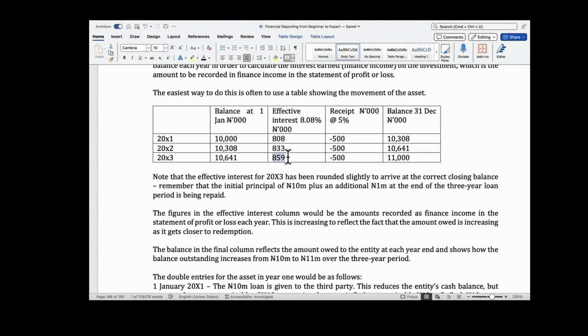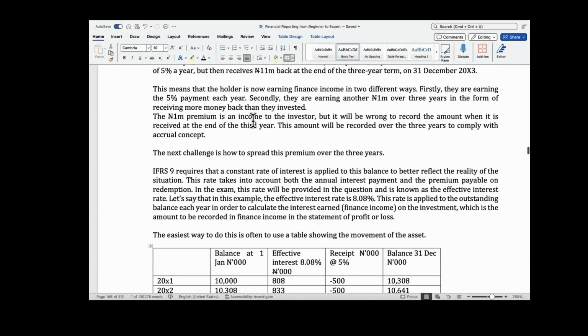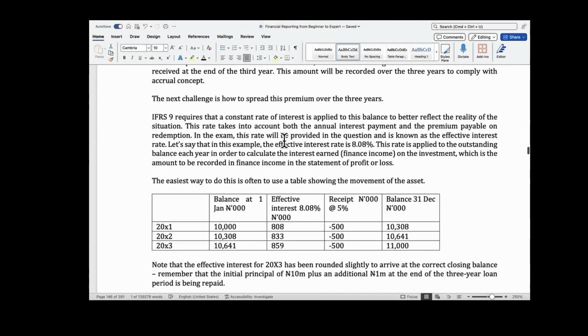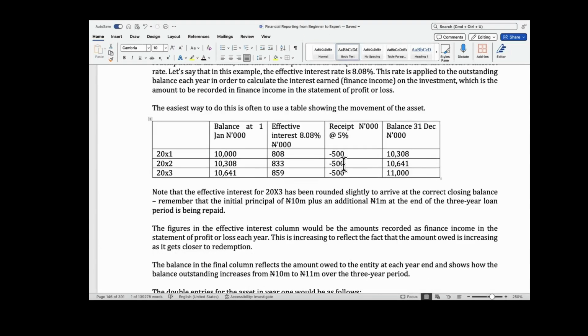Also, in the third year, this 859 is our income. It goes to P&L as interest income or as finance income. This 11,000 is still our financial assets, but under current asset again. And don't forget, this guy already promised that he's going to pay us back our 11 million. Fundamentally, see the way this 10,000 automatically became 11 million from applying this table. So as soon as we collect back our money, we debit bank, we credit these financial assets, and that's it. It's smoothing out neatly.